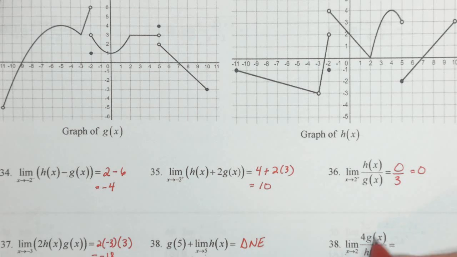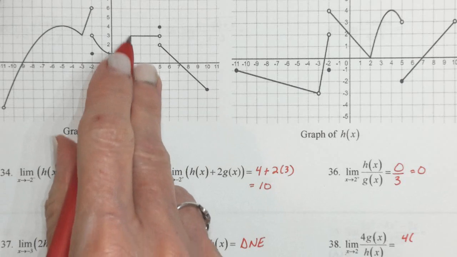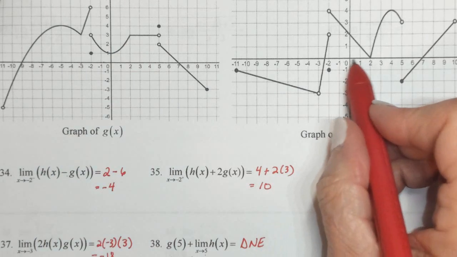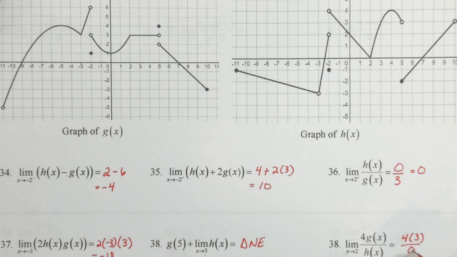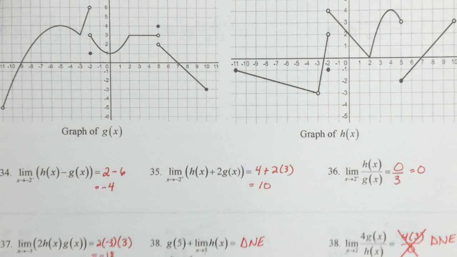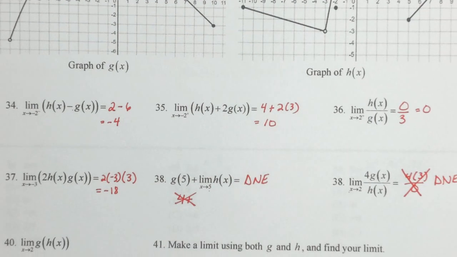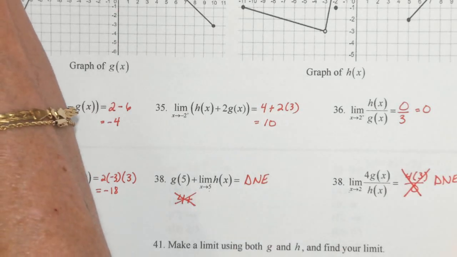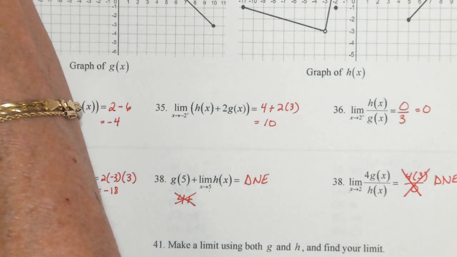As x approaches 2, for g, that's 3. For h, as x approaches 2, that's a 0. That is not good. I'm going to get rid of that and say this is a DNE, does not exist, because you can't have 0 on the bottom. This is important: do not say that the limit is something over 0. Get rid of that. That's just not true. It's bad notation, bad.